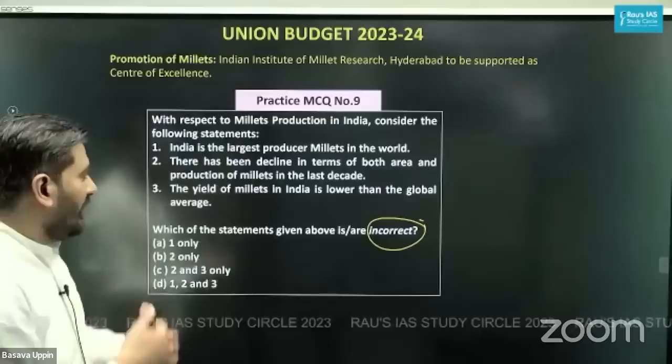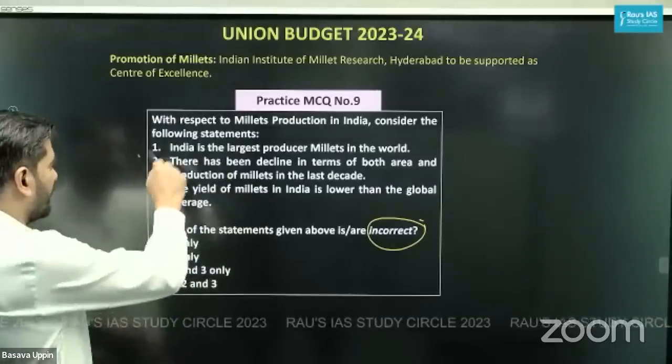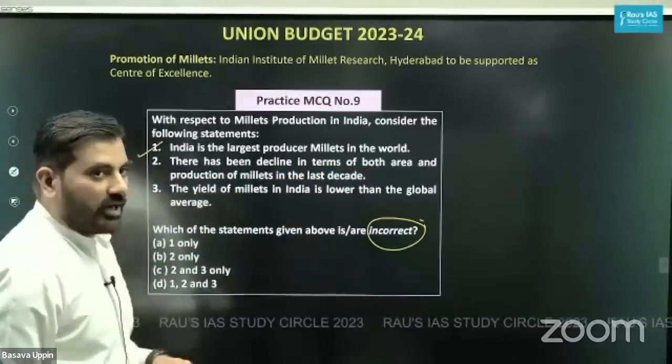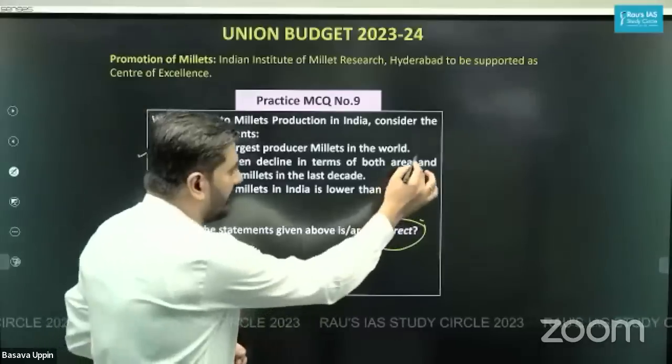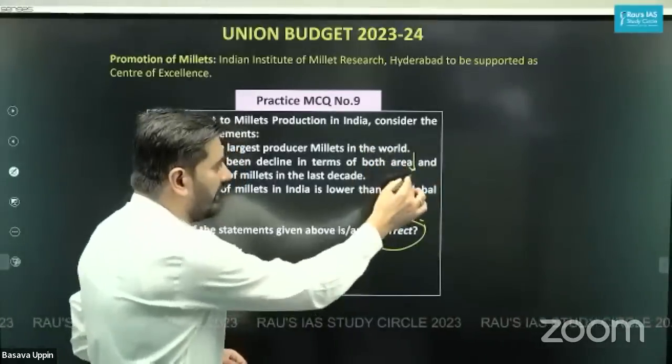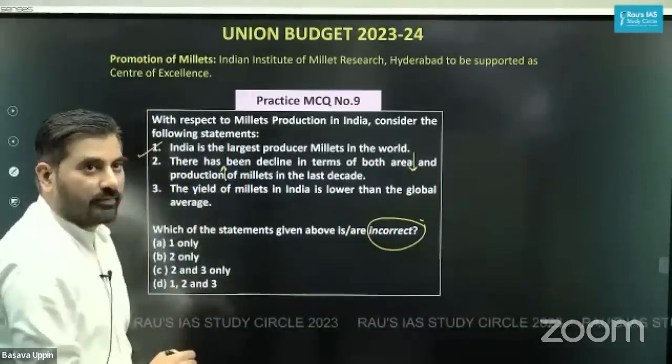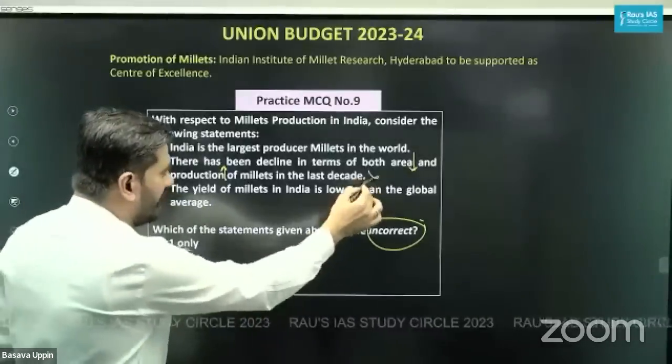First, India is the largest producer of millets in the world. Yes. There has been decline both in terms of area as well as production. In terms of area, there has been decline in the area under millets, but there has been increase in the production of millets. So the statement which is given here is incorrect.